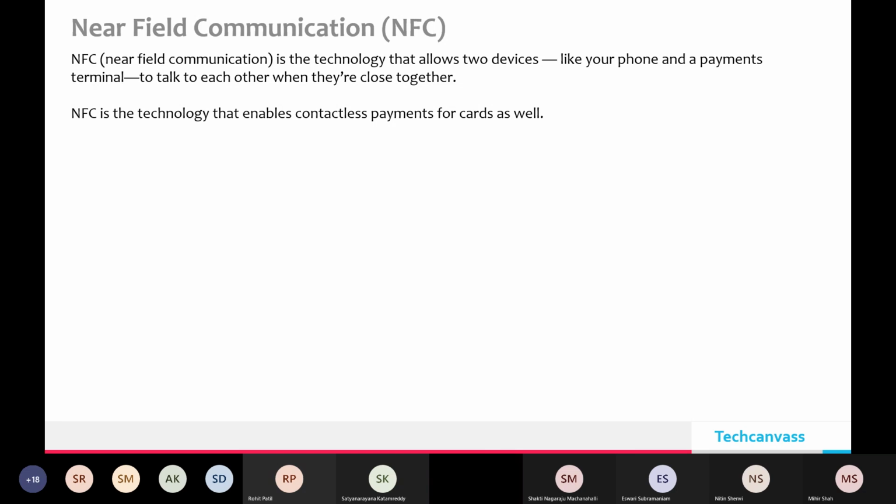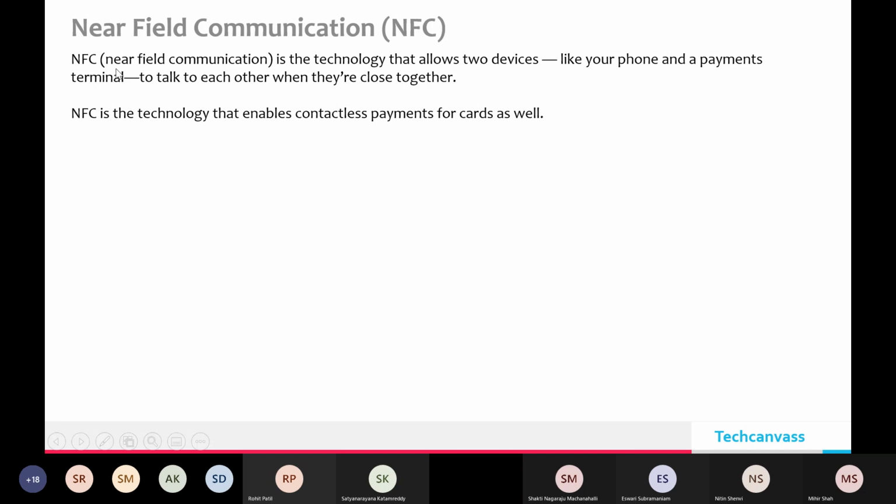And similarly, in case of mobiles, you can enable near field communication, and then you can keep your mobile near to the POS machines or NFC enabled devices, through which the transaction happens. So this is an example of a contactless payment.